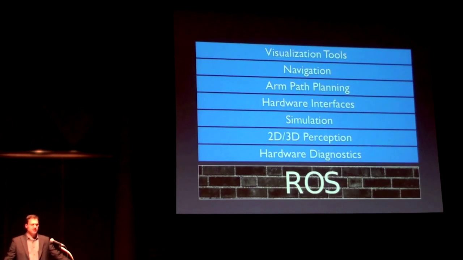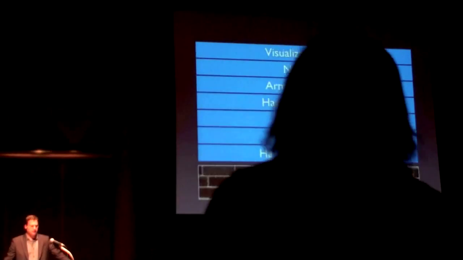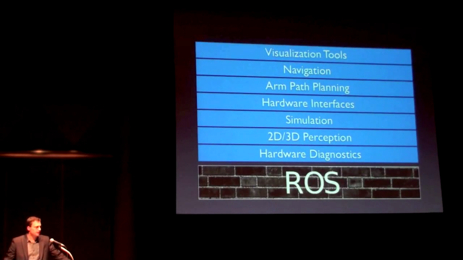Visualization tools for visualizing sensor information and robot state. A navigation stack that can plan and navigate around 3D obstacles. Arm path planning libraries for 3D planning of robot arm motions. Hardware interfaces to many different sensors and robots. A simulation environment. 2D and 3D perception algorithms for processing both camera data and laser data. And a hardware diagnostic system for monitoring sensors and mechanisms.